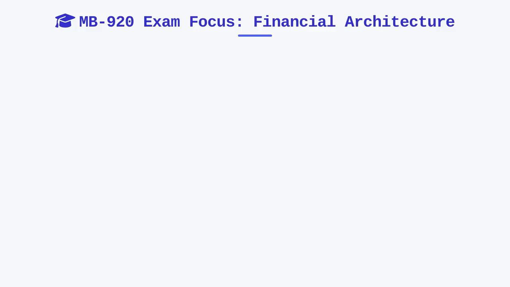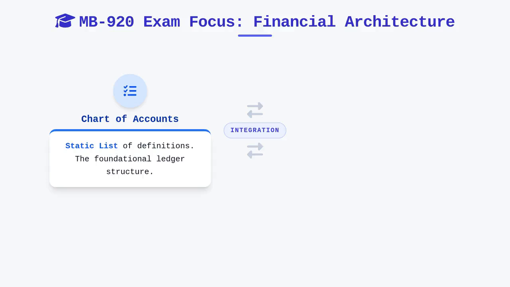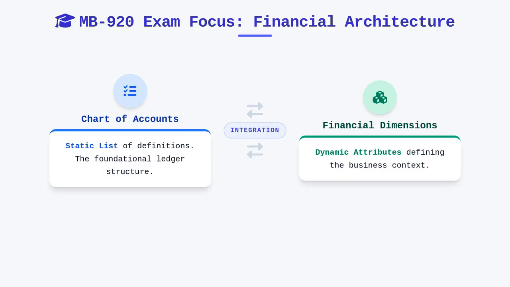As you prepare for the MB-920 exam, keep in mind that the system places a heavy emphasis on these automated validation rules. You will likely be tested on your understanding of how account structures enforce entry discipline and how dimensions ensure consistency across both subledgers and the general ledger. Focus on the distinction between the chart of accounts as a static list of definitions and financial dimensions as the dynamic attributes that define the context of business operations.